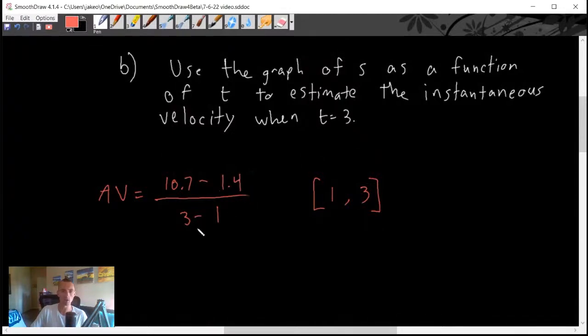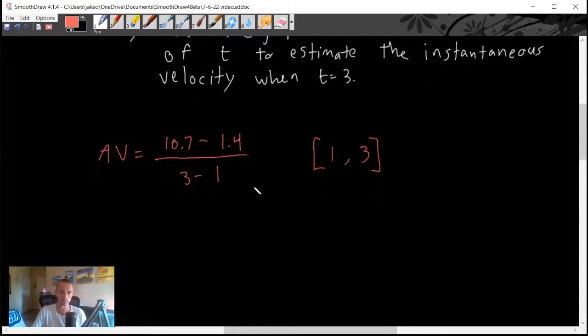Okay, so now we can just calculate this out. There's no more figuring out pieces at this point. We can just subtract and divide and see what we get. So doing that, we're just going to get 10.7 minus 1.4, which would be 9.3, over 3 minus 1, which is 2. 9.3 divided by 2 would be 4.65, I think. Might want to confirm that with a calculator, but I think that's right. And that would be our average velocity over the interval of 1 to 3.